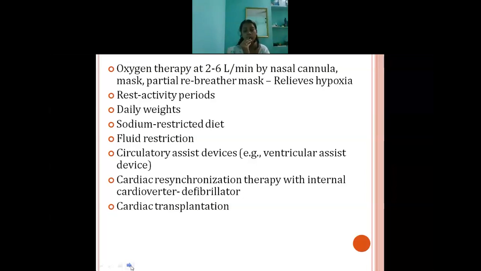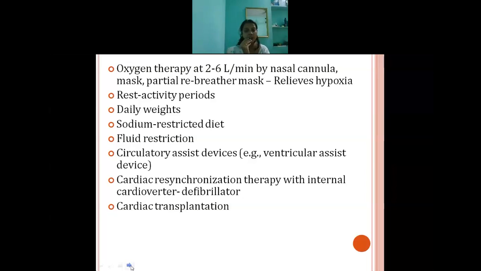Self-care activities will not be possible because they will be having a lot of fatigue or weakness. So providing adequate periods of rest in between the activity periods is very essential. Monitoring of weight is very essential in a heart failure patient.